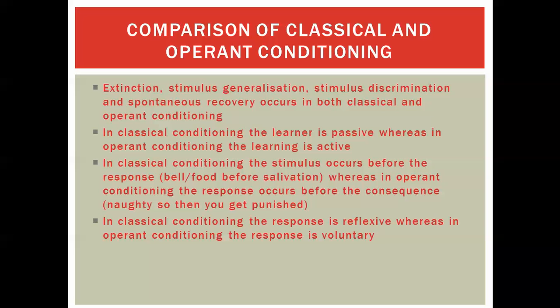The differences are that in classical conditioning, the learner is passive, which means they actually don't have to do anything. Pavlov's dog just sat there, didn't have to do anything. In operant conditioning, it requires the learner to be very active. So you actually have to come into class and decide whether to listen or not listen before then a consequence is given. So very different types of behaviours.